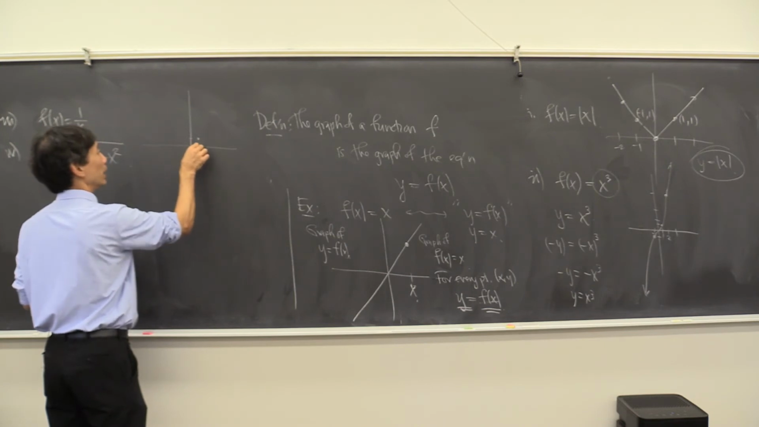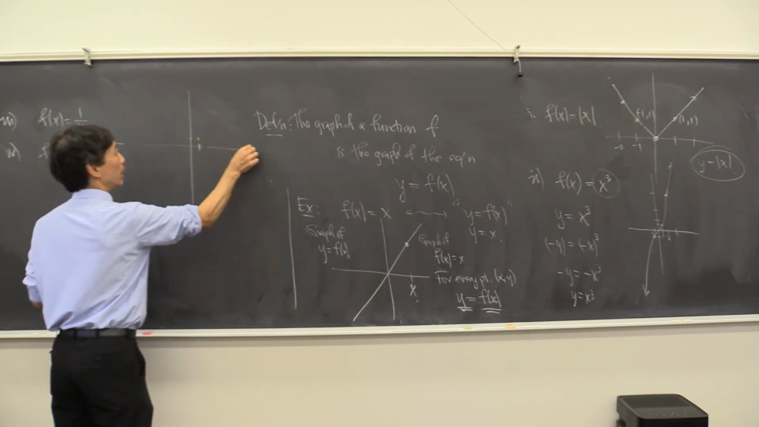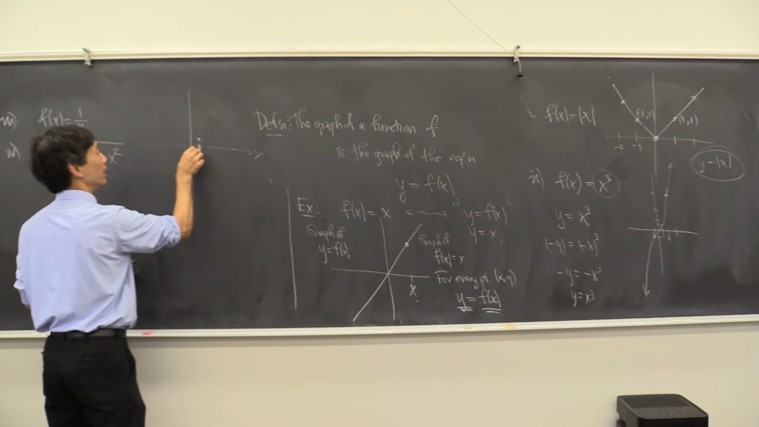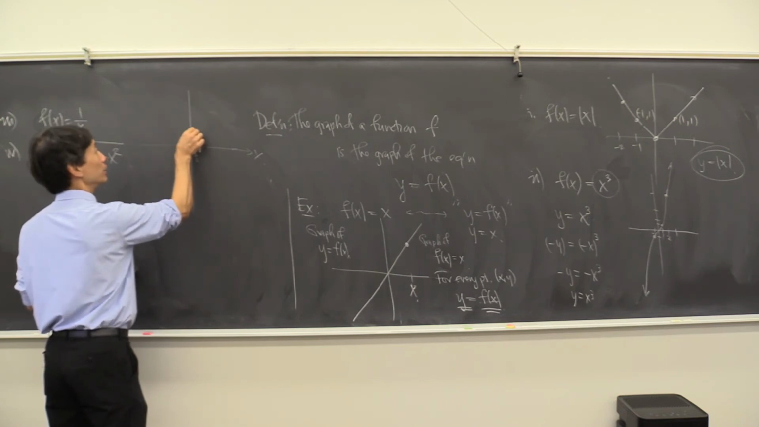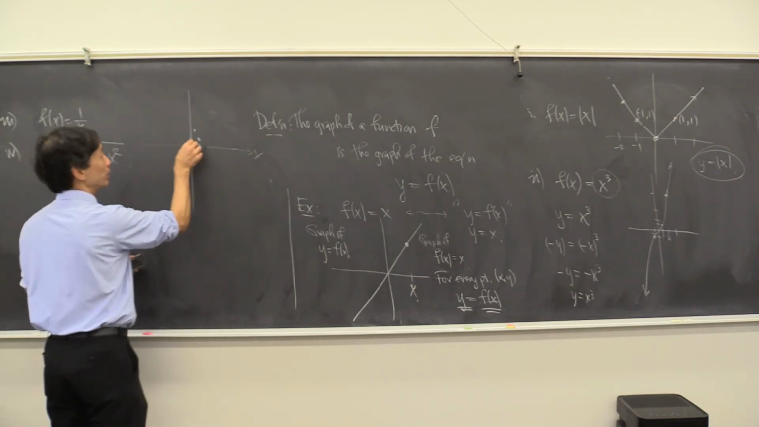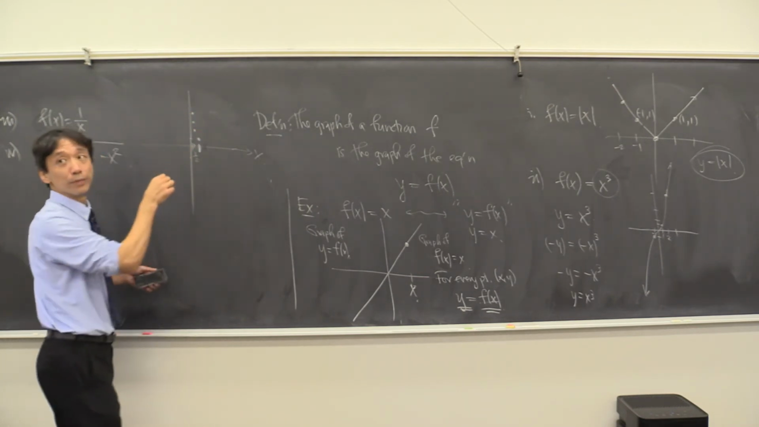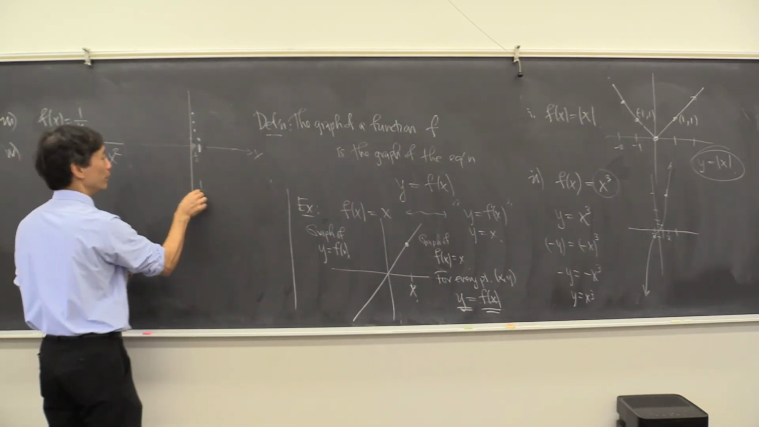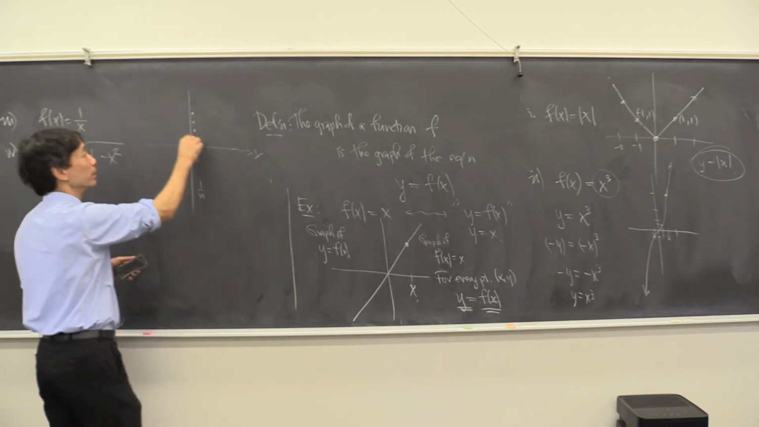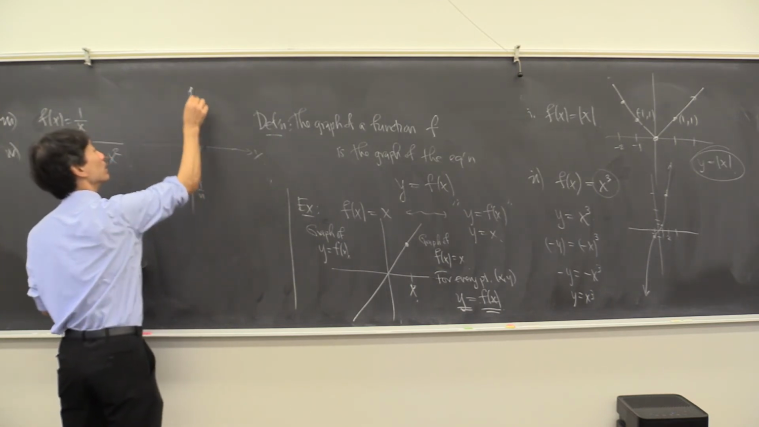So when x is equal to 1, you get a 1. When x is equal to a half, you get a 2. When x is equal to a third, you get a 3. When you get a fourth, you get a 4, and so on and so forth. Okay, so at 1 over n, you're going to get the value of n. So it goes up like this.